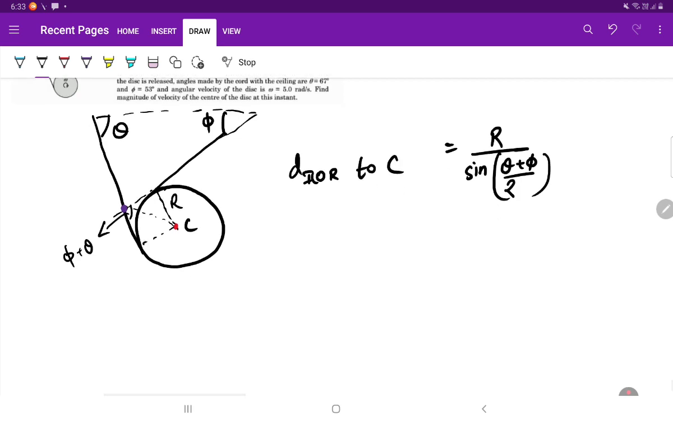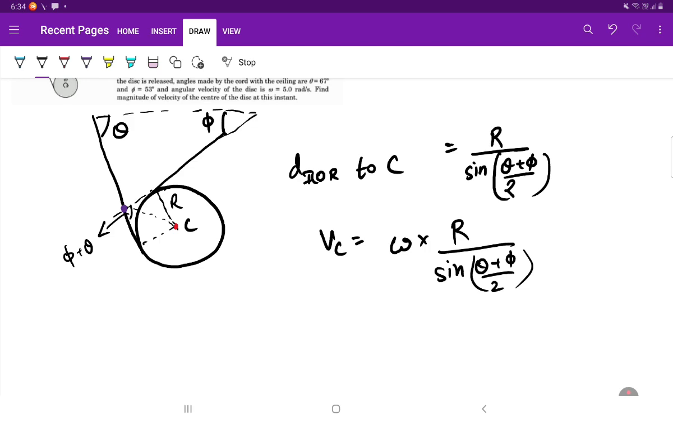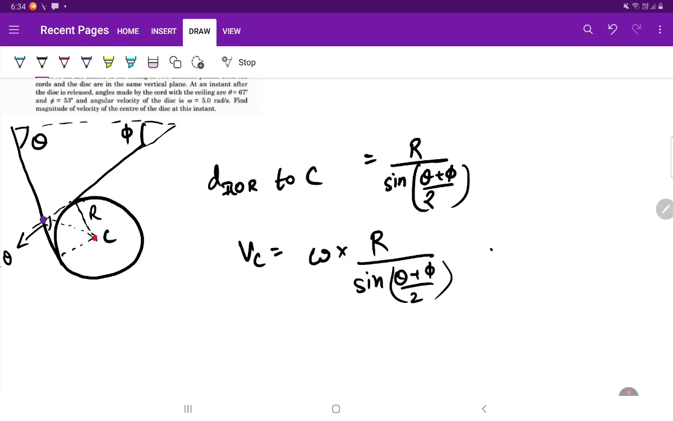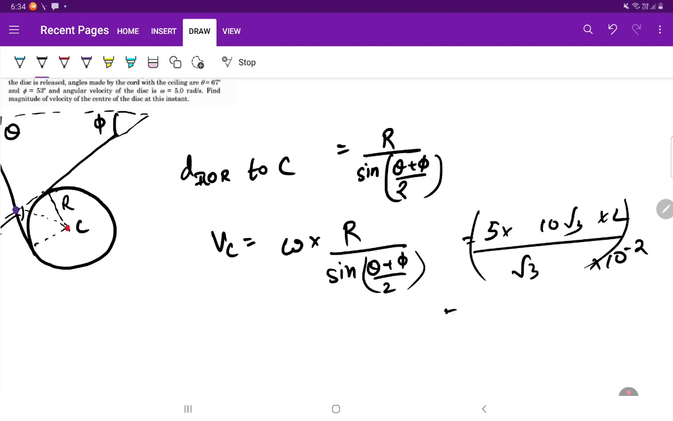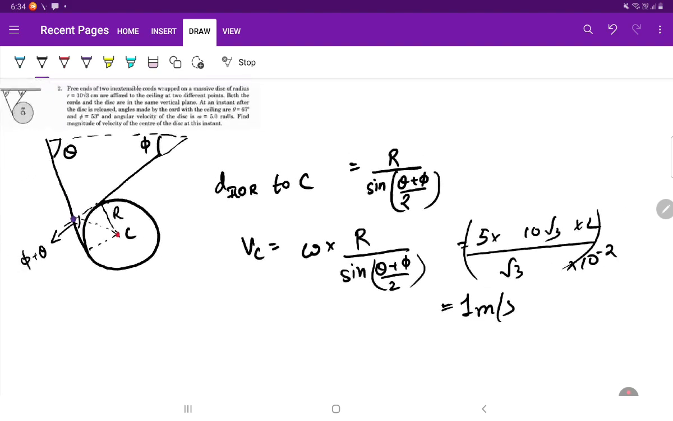So I can say that the velocity of center C is equal to omega times R by sine of (theta plus phi) by 2. I just discussed this formula a little before. Okay, so that's the answer. Now just substituting the values, you'll get 5 into the radius 10 root 3 by sine of (53 plus 67) by 2, which is root 3 by 2. Now observe that R is given in centimeters, so just multiply by another 10 to the power minus 2 in the numerator. Hence, the final answer will come out to be 1 meter per second, and that's the answer.